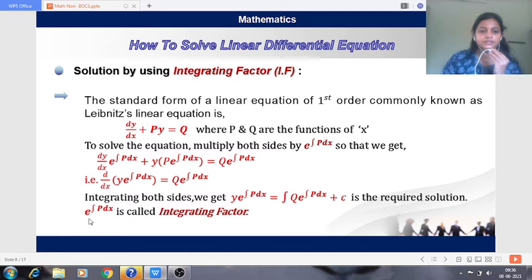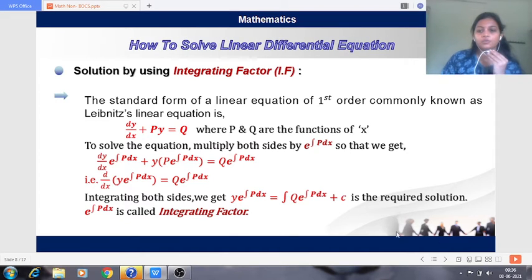And here e to the power integration p dx is called integrating factor, that is e to the power integration p dx is known as integrating factor. That is, in this way we can solve any linear differential equation by using this method.